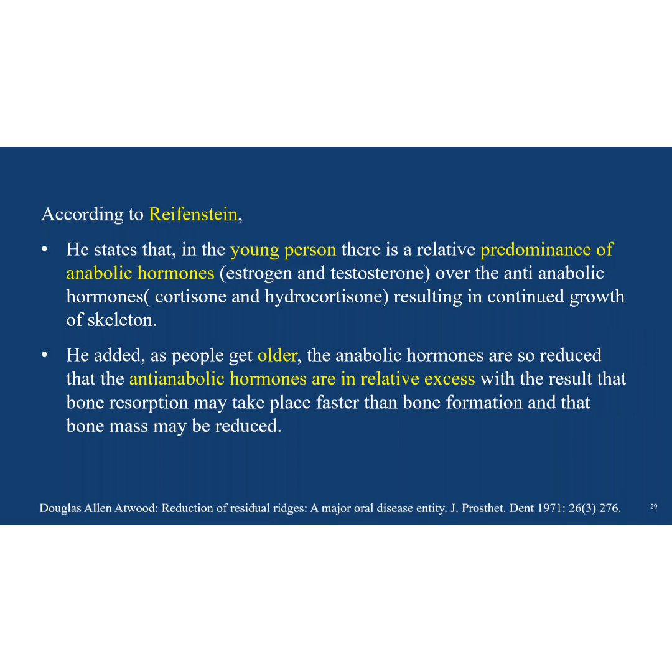According to Reifenstein, in a young person there is a relative predominance of the anabolic hormones like estrogen and testosterone over the anti-anabolic hormones like cortisone and hydrocortisone, resulting in the continued growth of the skeleton. So at some point in a normal young adult, the anabolic and anti-anabolic hormones are in balance, with the result that bone formation and resorption are in equilibrium. Therefore, the bone mass remains constant.